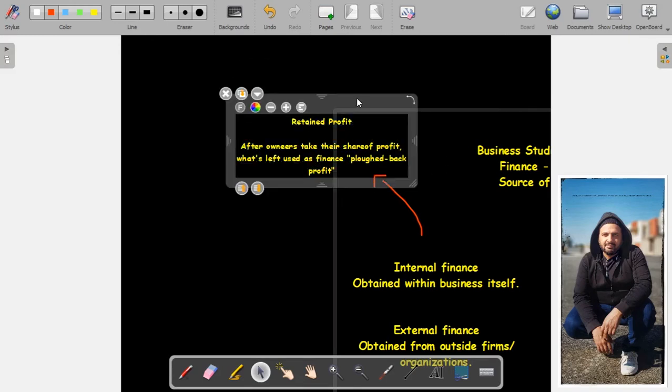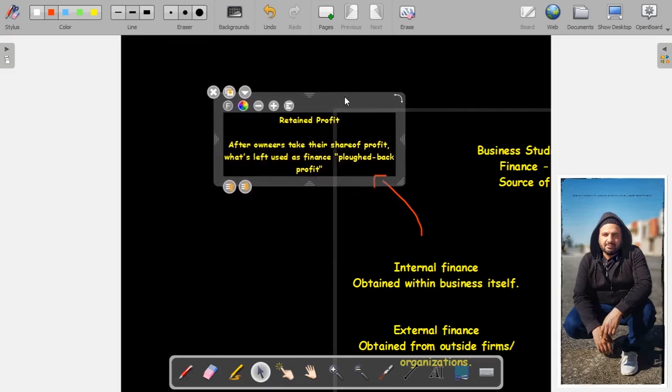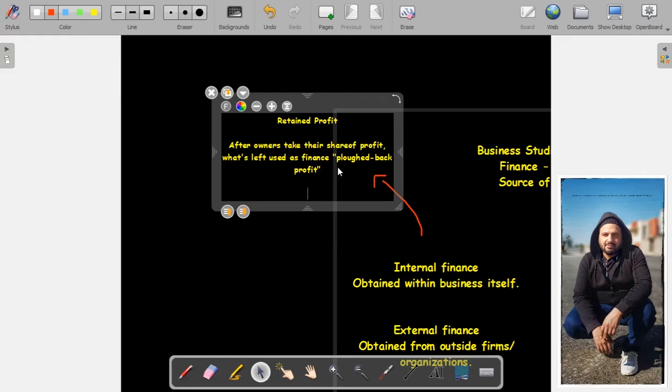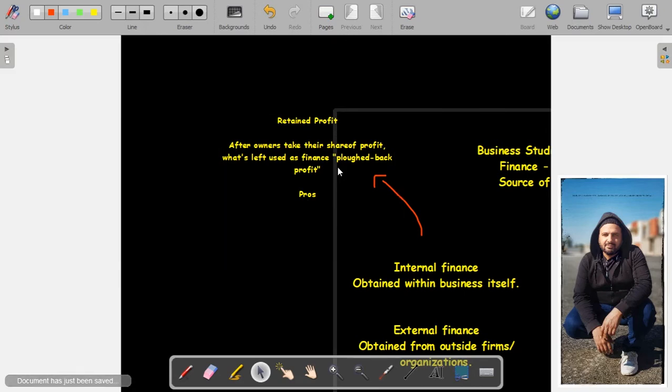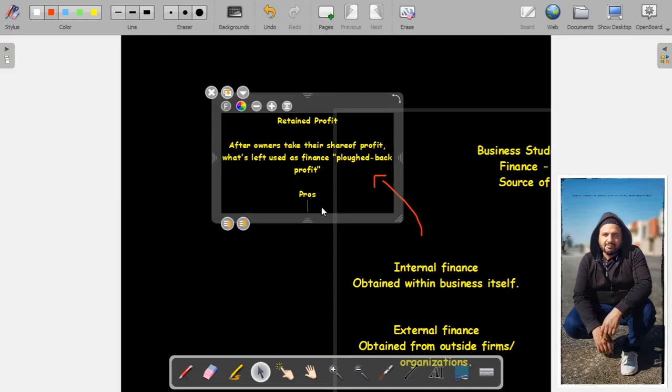So retained profit. Let's talk about the advantages of it, the pros of this method. There are two advantages. Number one, you don't have to repay it to the owners, because this retained profit will not be repaid as if it's a loan. It will be part of the capital. So this is the first advantage.